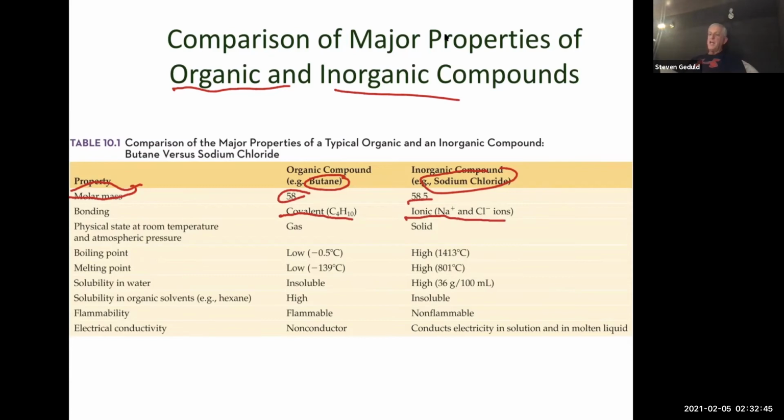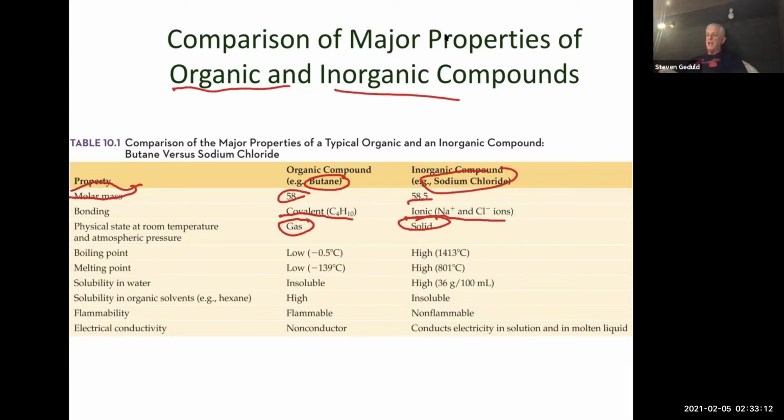The physical state is a gas at room temperature for butane and a solid at room temperature for sodium chloride. Because the intermolecular forces are so much greater with the ionic compounds, they pull together tighter and form a solid. There's not much holding butane together. The intermolecular forces are very weak. Those are your London dispersion forces.